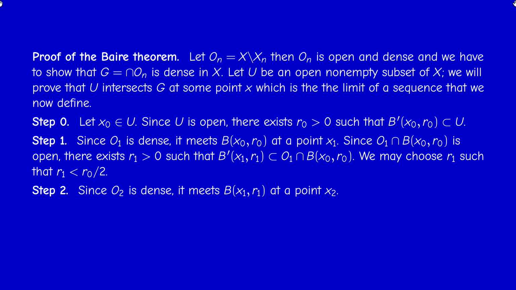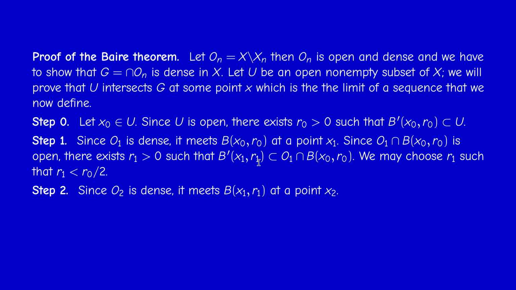Now, step one. Since O1 is dense, O1 meets the open ball, or the open ball B(X0, R0) meets O1. Okay, this is the density. At some point, call it X1. Now, the intersection of O1 and this open ball is an open set that contains X1. So by the openness condition, once again, there is a closed ball of center X1 contained in this open set. Okay? And we may shrink R1 as we wish.